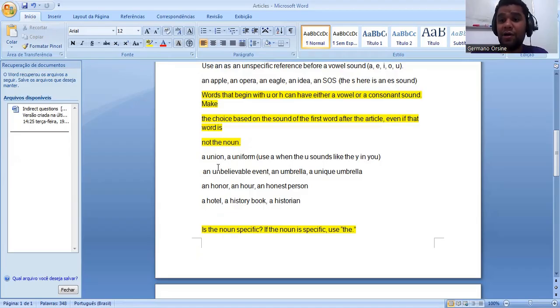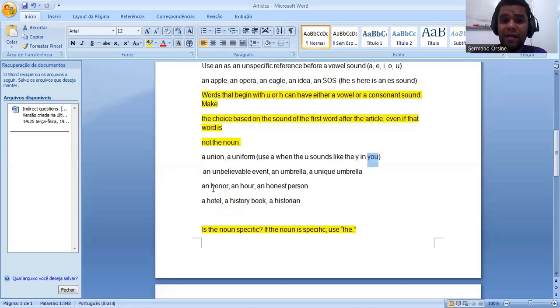And the other U sound that we have in English is like unbelievable, umbrella, for example. And we have to use an because it's considered a vowel sound. An unbelievable event, an umbrella, a unique umbrella. What really matters is the word that comes right after the article. Look, unique, it sounds like "you", so it's considered a consonant sound. We have to use a.